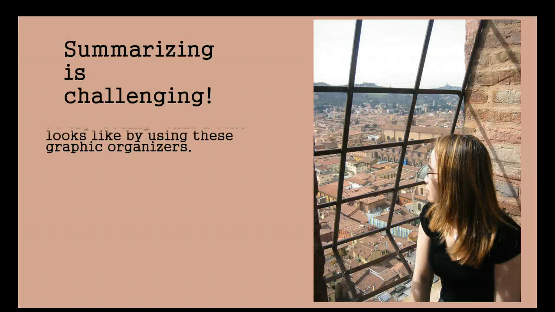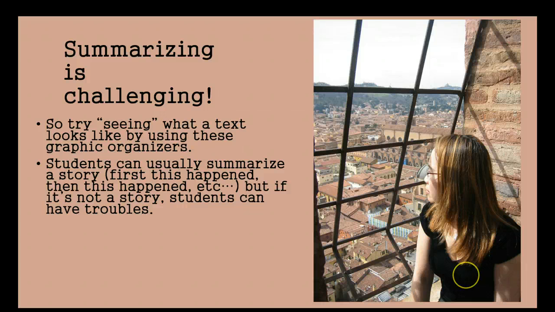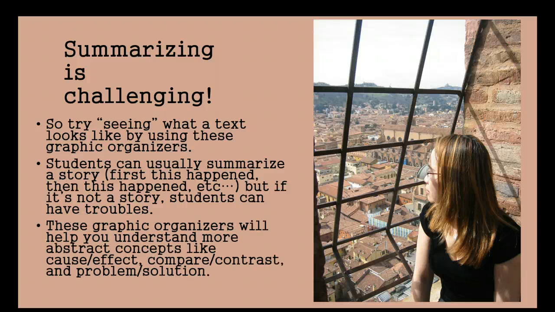Summarizing is challenging, so try seeing what a text looks like by using one of these graphic organizers. Because what happens is students can usually summarize a story. First this happened, then this happened, you know, like events in a story. But if it's not a story, students can have trouble. So the reason we have these organizers is to help students understand more abstract concepts like cause and effect, compare and contrast, and problem solution.